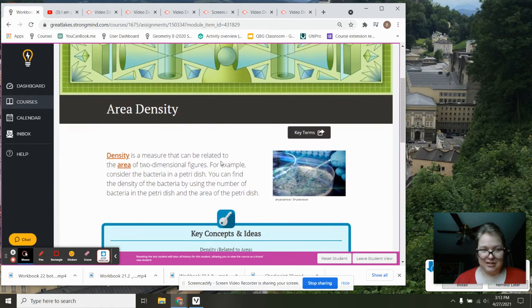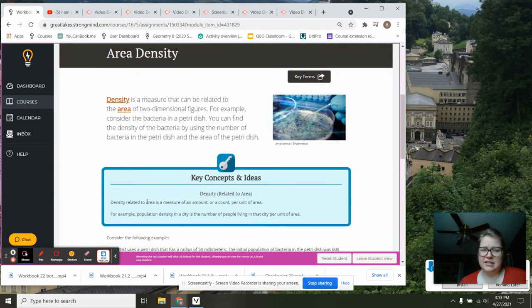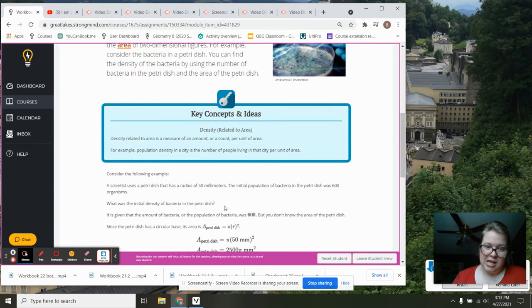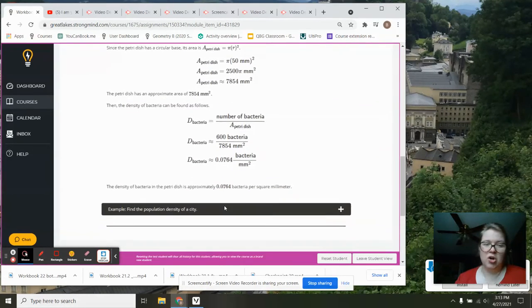We have area density. So density is basically how tightly packed molecules are. Things that are more dense, generally speaking, are heavier. But basically, it's related to area as a measure of amount of or count per area. So if I were to have a really sparse hairline and I hardly had any hair on top, you would say that the density of hair is very, very small, very little on my head. So they talk about it with a petri dish. So basically, how much per area.